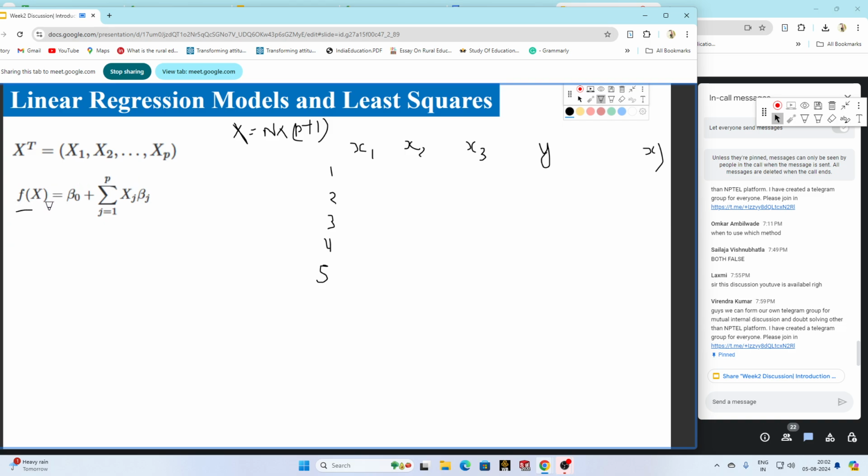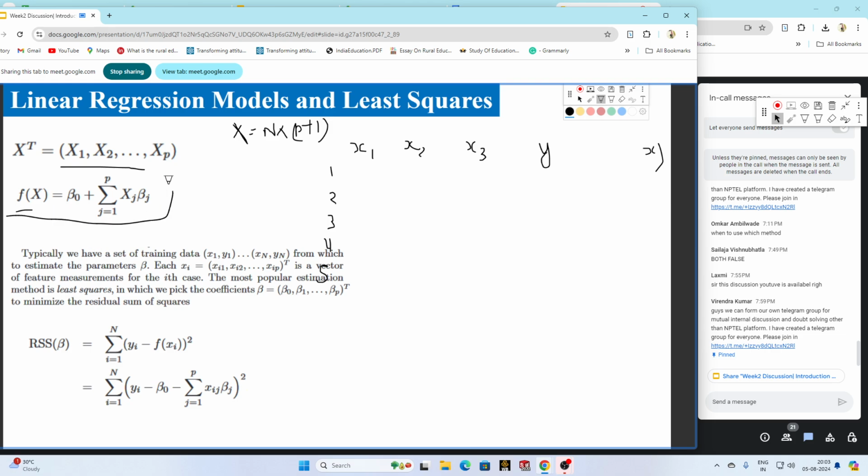Our linear regression model will be f(x) equals beta naught plus x1 beta 1 plus x2 beta 2 plus x3 beta 3 plus dot dot dot xp beta p. So we have p inputs, and j goes from 1 to p. So this is our model.